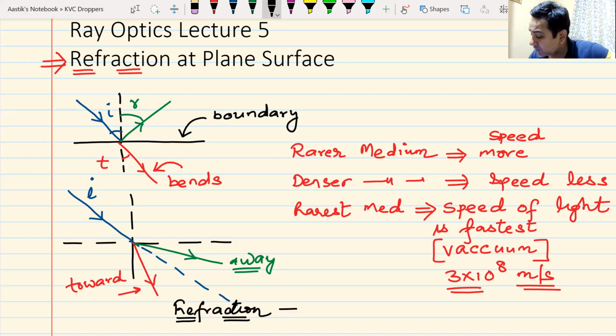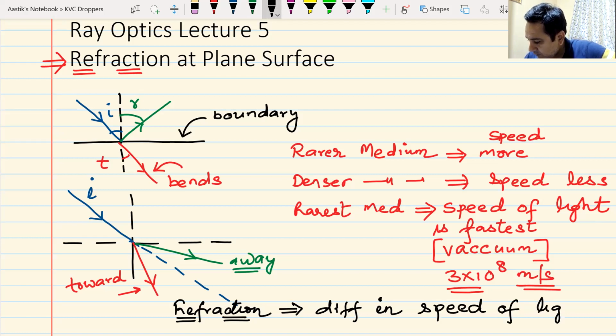And what is the reason for this refraction? Why does the light bend? Why does the light refract? It is because of the difference in the speed of light in the two mediums. This phenomenon of refraction happens because of the difference in the speed of light in the two mediums.